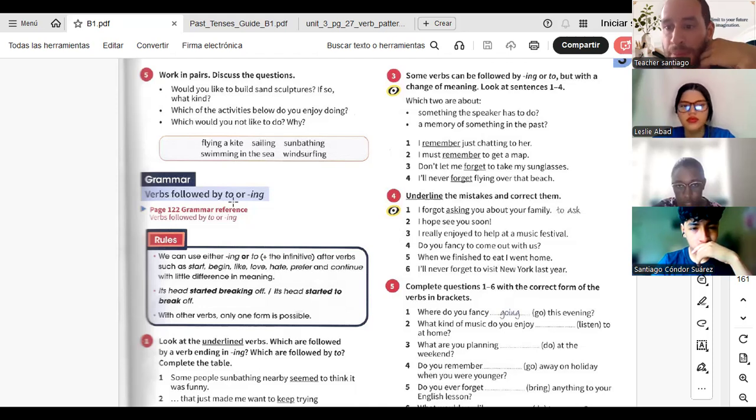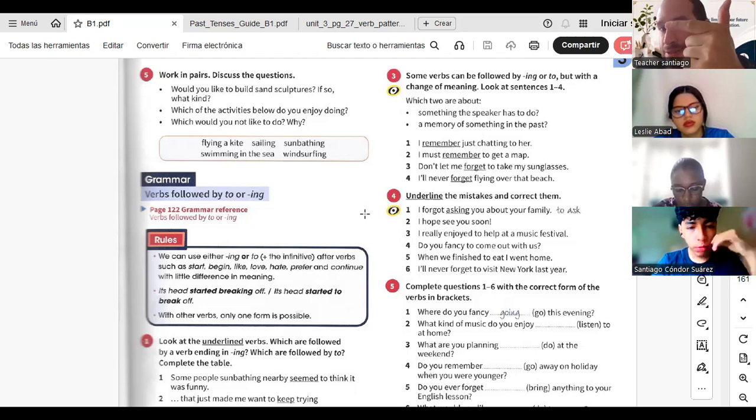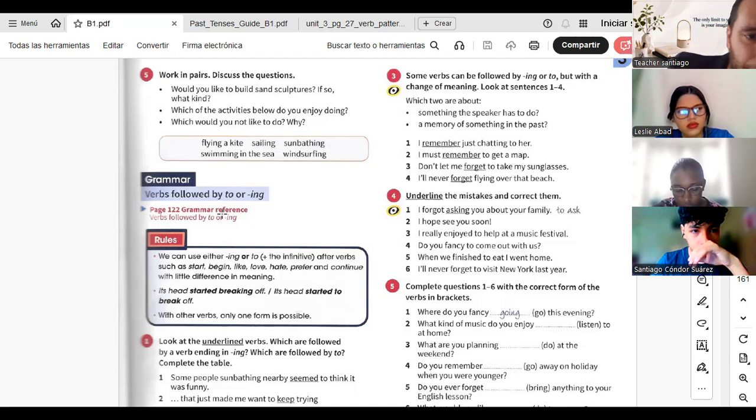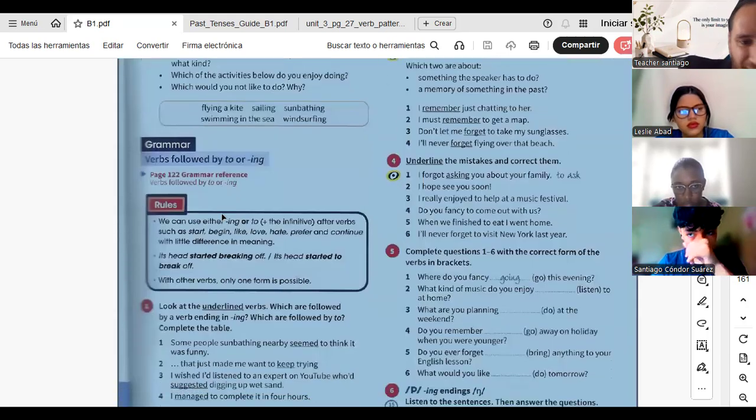Es decir, el primer verbo nos va a decir cómo va el segundo, si en infinitivo o en gerundio. Hay una lista de eso y hay que memorizarse. Ese es el tema. En conclusión, ese es el tema. ¿Listo? So, let's see. Esa es una forma muy simplista de ver el tema.